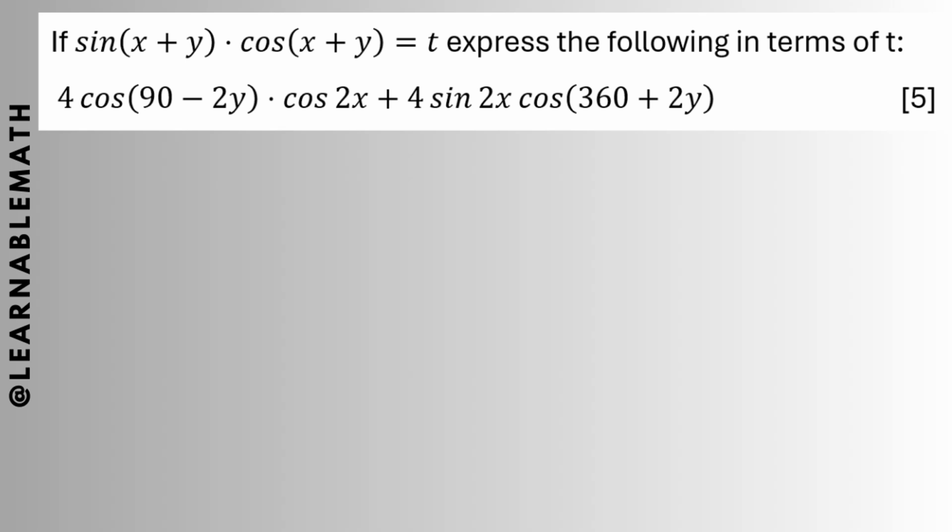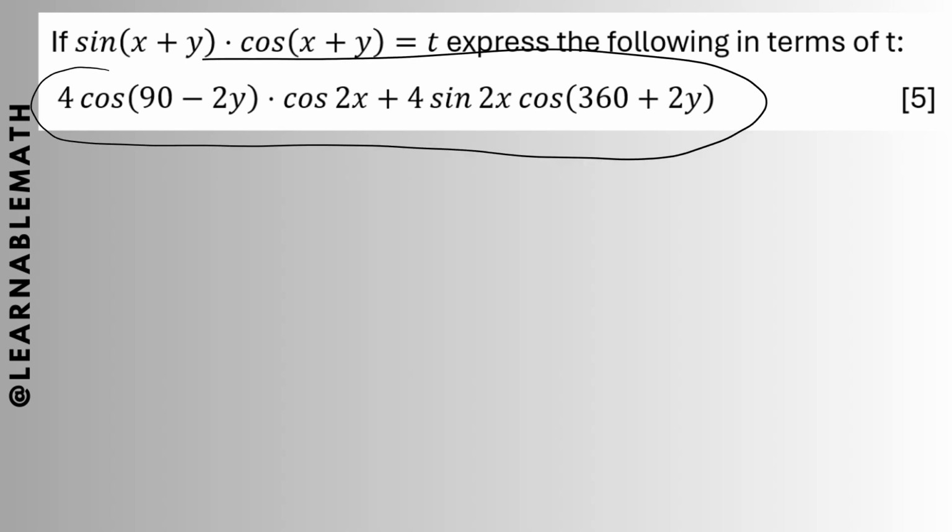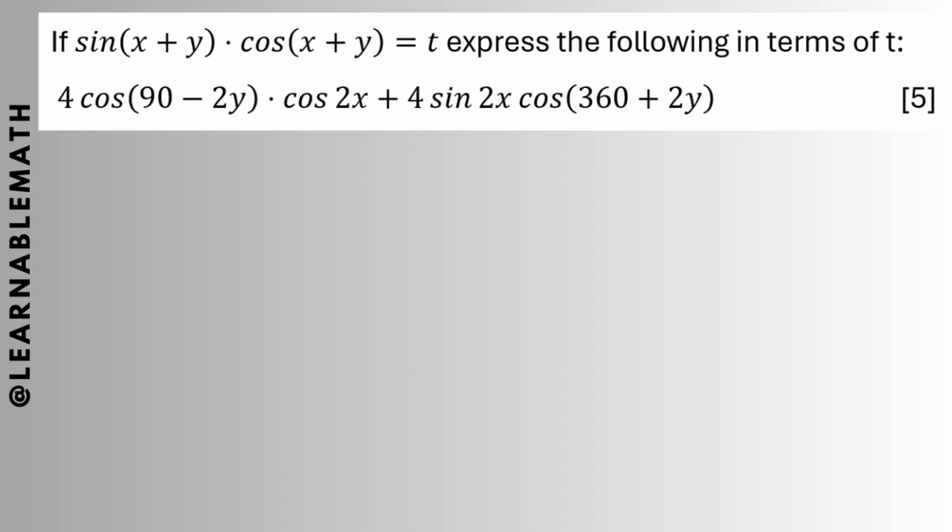All right, so this is question 6.3. It says if sine(x plus y) times cos(x plus y) is equal to t, express the following in terms of t. We are given 4 cos(90 degrees minus 2y) times cos 2x plus 4 sine 2x times cos(360 plus 2y). Okay, so we need to express this trigonometric expression in terms of t, right?